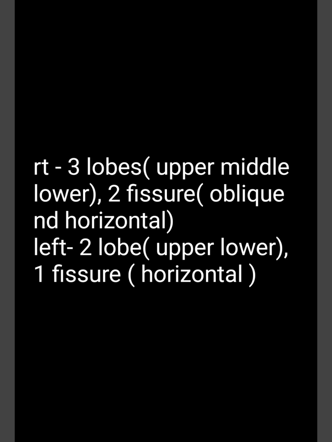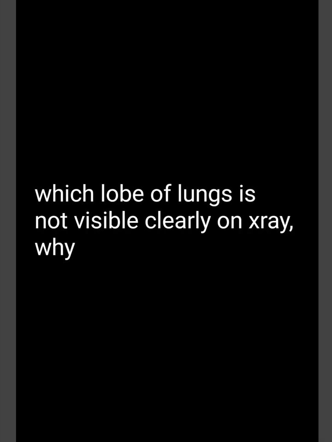Lobes and fissures in right and left lung. Right has 3 lobes: upper, middle, lower, and 2 fissures: oblique and horizontal. Left has 2 lobes: upper and lower, and 1 fissure: oblique.